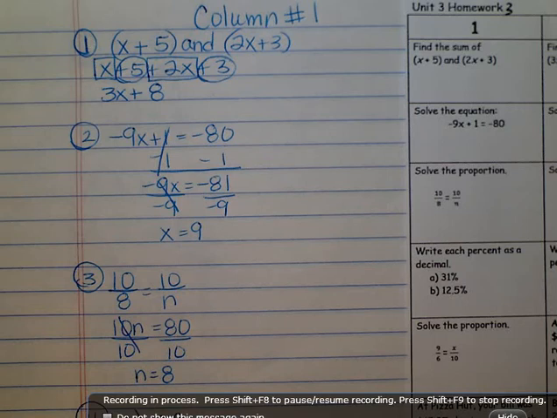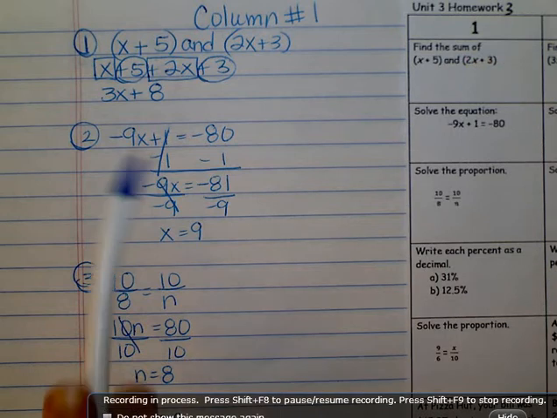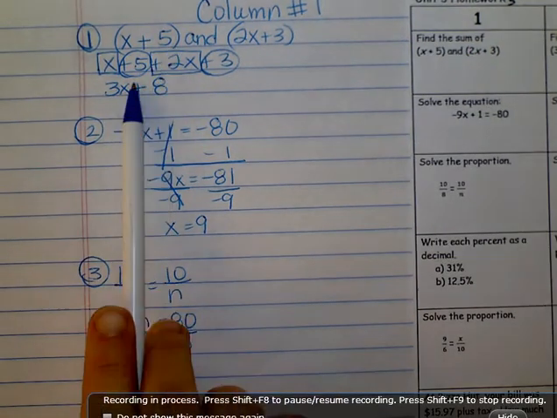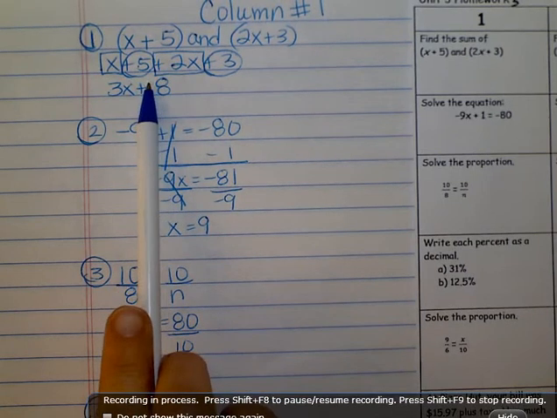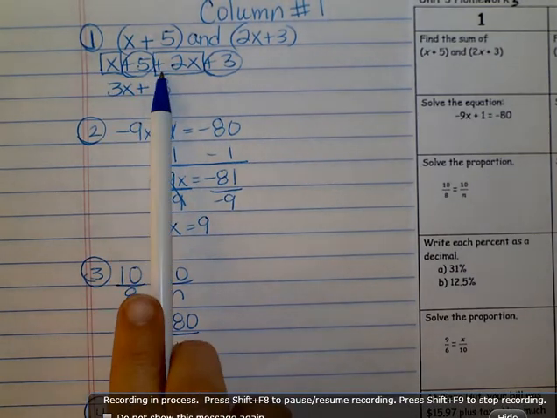Unit 3, Homework 3, column number 1. For number 1, it says to find the sum of the expression x plus 5 and the expression 2x plus 3. So we take our expressions out of the parentheses and put an addition sign in between the two expressions. So we have x plus 5 plus 2x plus 3.